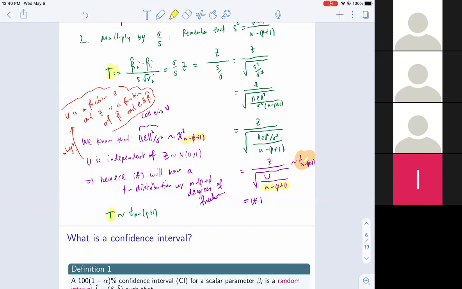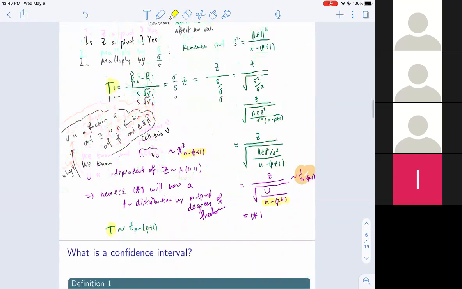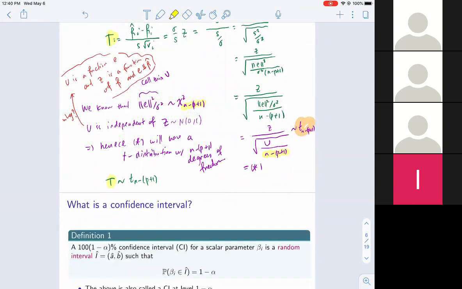So let's use this information. We have a statistic, t, which is also a pivot. And the only unknown parameter in it is beta i, so we can use it to build a confidence interval for beta i. So the next question is, what is a confidence interval?